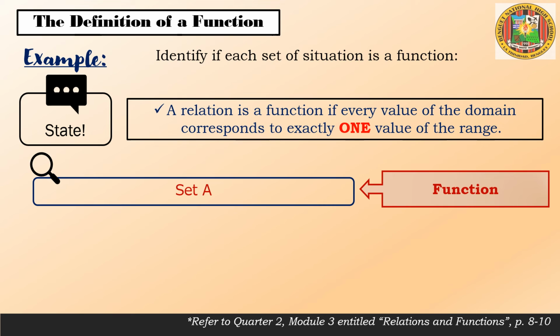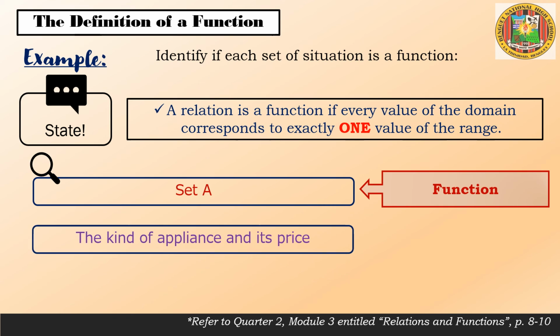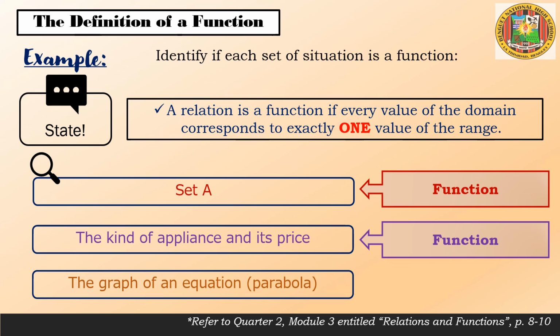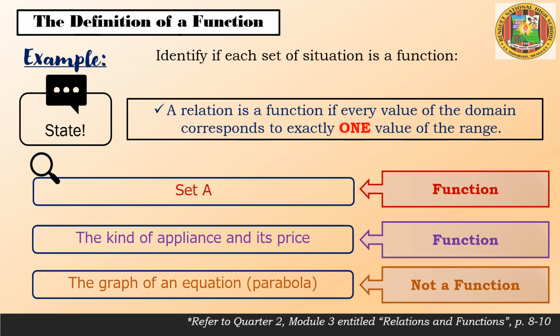For the second situation, each appliance corresponds to a price. Even if two values of the domain have the same value of range, it still means that both values correspond to only one value of range. The second situation is still a function. Lastly, graphs of equations can be tested with the vertical line test. Since the parabola intersected the vertical line in 2 points, this graph does not illustrate a function.